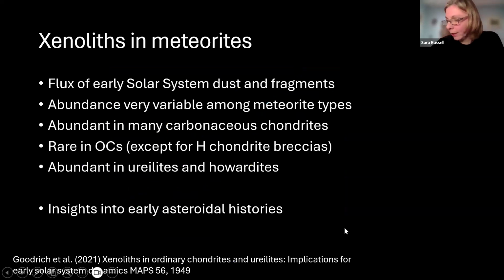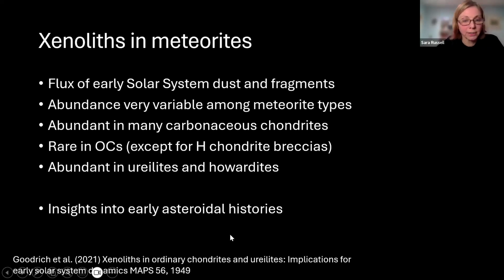Okay, we're going to crack on now to talk about xenoliths in meteorites. So xenoliths are great because they may be telling us about what was floating around the solar system in the earliest times rather than modern day times. Their abundance is incredibly variable among meteorite types. So xenoliths in general, and particularly type 1, are abundant in many carbonaceous chondrites, but rare in ordinary chondrites, and abundant in ureilites and howardites.